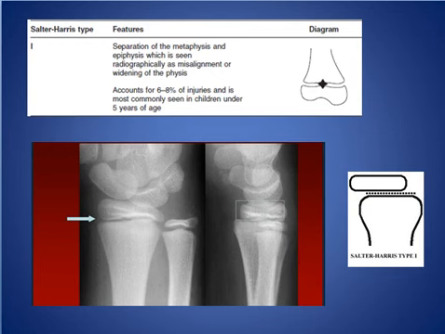Type 1 Salter-Harris fracture: there is an injury of the epiphyseal plate with separation, as in this example, compared to the medial aspect of the epiphyseal plate, and some malalignment. This accounts for about 6 to 8% of injuries and is most commonly seen in children under 5 years of age.